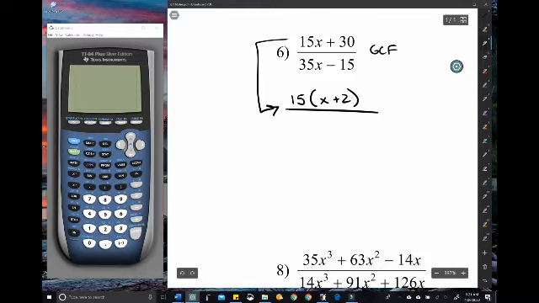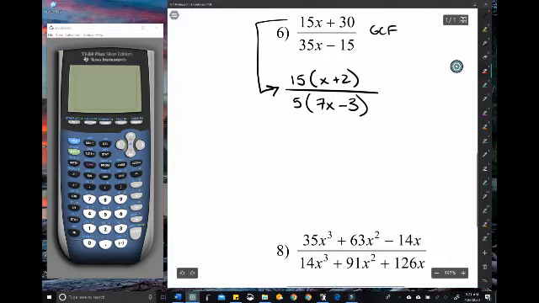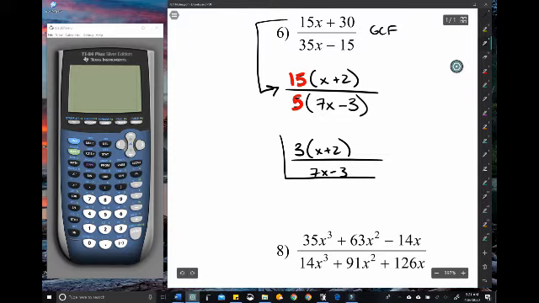Denominator, in this case, a 5 is going to leave us with 7x minus 3. What reduces here are the 15 and the 5. So that's just going to be 3x plus 2 all over 7x minus 3. And you can leave it as that.